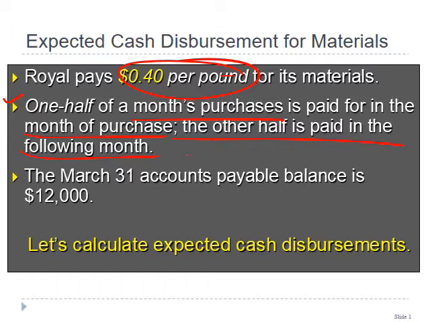It means 50% we will pay in the current month and 50% we will pay in the next month. It means April 50% we will pay in April, and the other 50% is going to be paid in May. So let's see that.